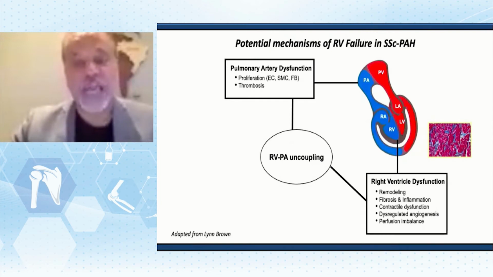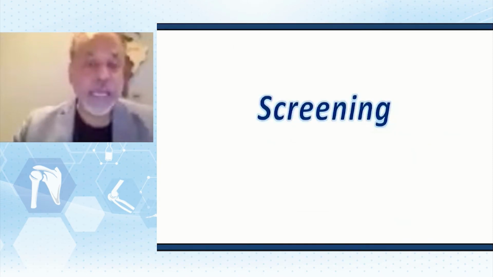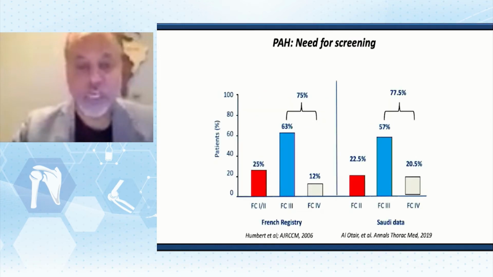Now, the other possibility is what we call the RV-PA uncoupling. In a normal individual, whenever the RV contracts, the pulmonary artery has to dilate to accommodate that increase of free cardiac output in the early systole. But this is really blunted because of the stiffness of the vessels in scleroderma patients, leading to RV-PA uncoupling that might lead to the worst outcome in those patients. And because of all of these factors and increased mortality, screening is becoming extremely important in those patients.